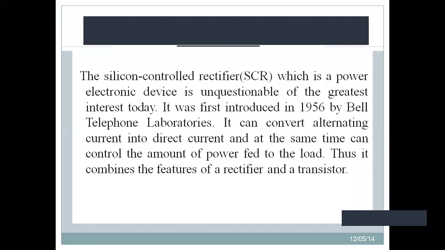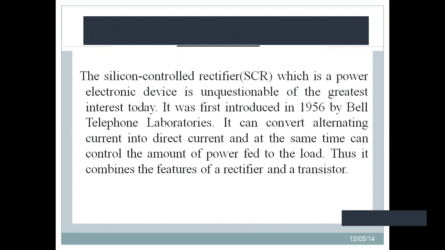So what is SCR? It's a silicon control rectifier. In short, it is called SCR. Here we will have some kind of control over the output. It is a power electronic device of the greatest interest today. It was first introduced in 1956 by Bell Telephone Laboratories. What this SCR will do is it can convert the alternating current, that is AC, into direct current. At the same time, it can control the amount of power fed to the load. This combines the features of a rectifier and a transistor.